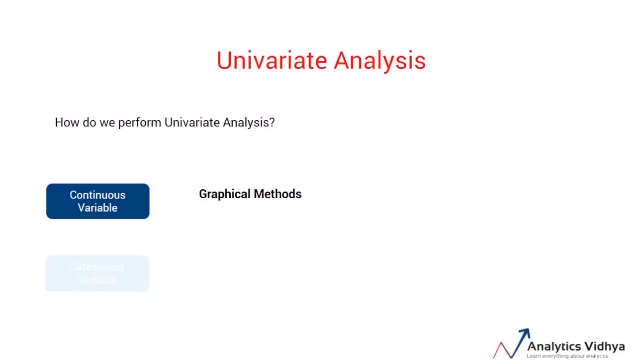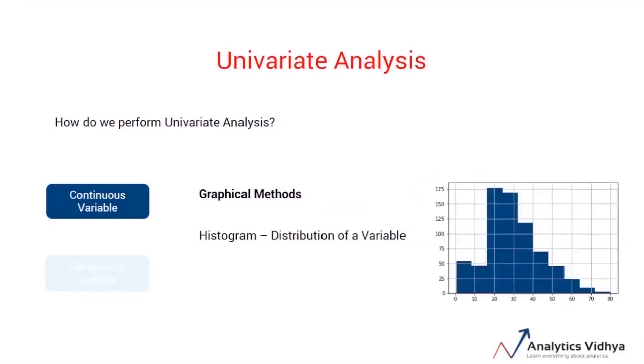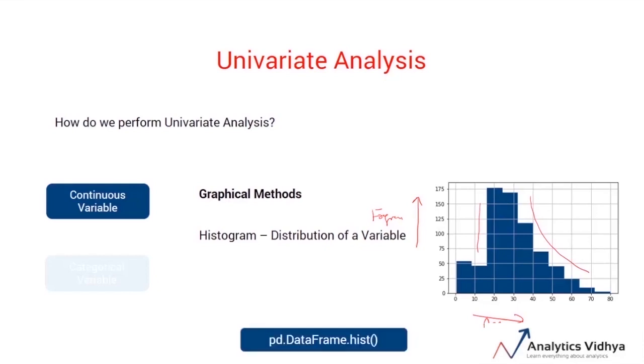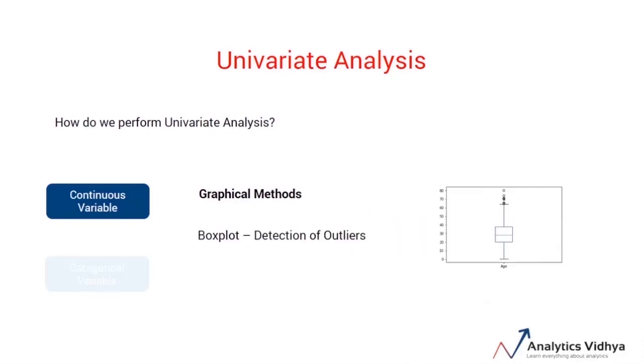Let's move to the graphical methods. In the graphical methods, we have the histogram for checking the distribution of the variable. So right over here, I have a histogram of the distribution of age, where on the y-axis is the frequency and on the x-axis is the age. So we can see that there is a nice curve on the right of the histogram, whereas there is a peak on the left side. If you need to create a histogram in pandas, you can use the hist function provided by the pandas data frame. Next is the box plot distribution, which we studied a bit earlier.